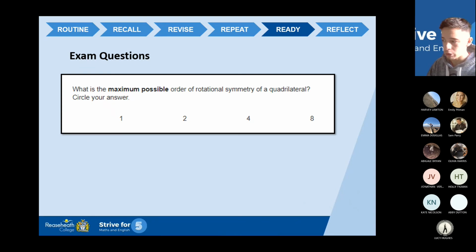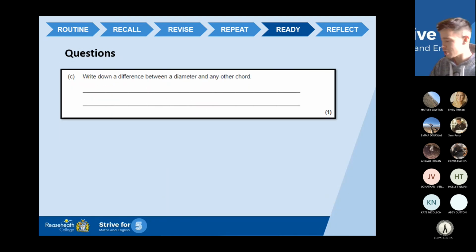One of the questions I just want to look back on, because I've done a little bit of research, was this one here. Write down a difference between a diameter and any other chord. Well, I think it might have been Josh who said a diameter is always the longest chord because it goes through the center, so all other chords are slightly smaller. But the difference between a diameter and a chord, just to make your life easier, is that the diameter goes through the center and other chords do not go through the center of a circle.